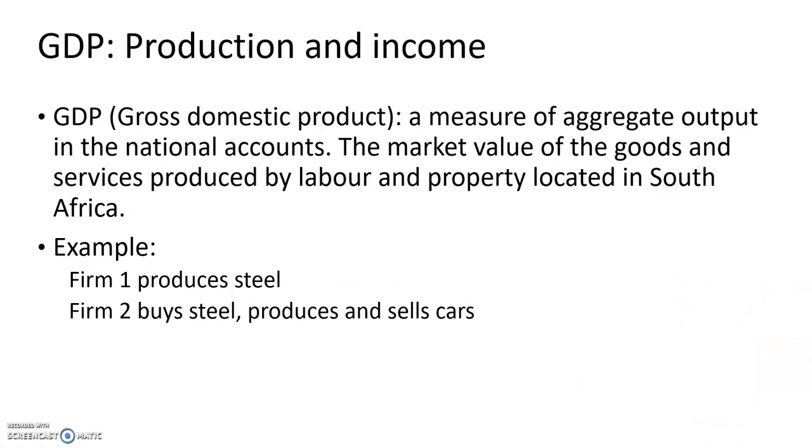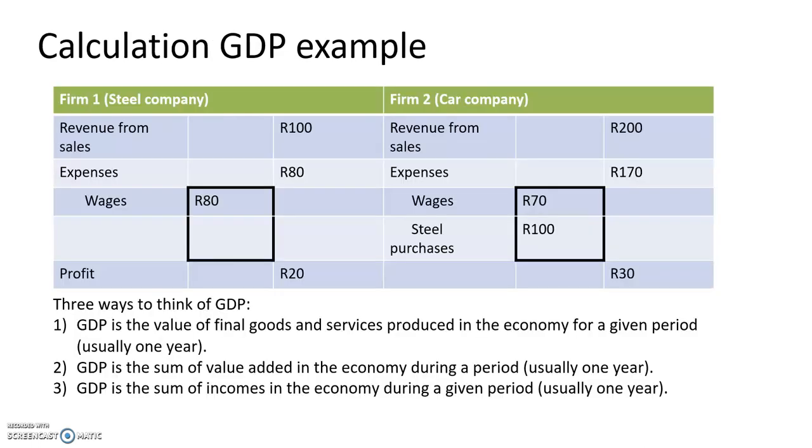GDP, production, and income. The measure of aggregate output in the national income account is called the gross domestic product, or GDP in short. GDP shows the market value of the goods and services produced by labor and property located in South Africa. For example, consider an economy composed of just two firms. Firm 1 produces steel, and Firm 2 buys steel, produces and sells cars. Like we said, Firm 1 is a steel company and Firm 2 a car company.